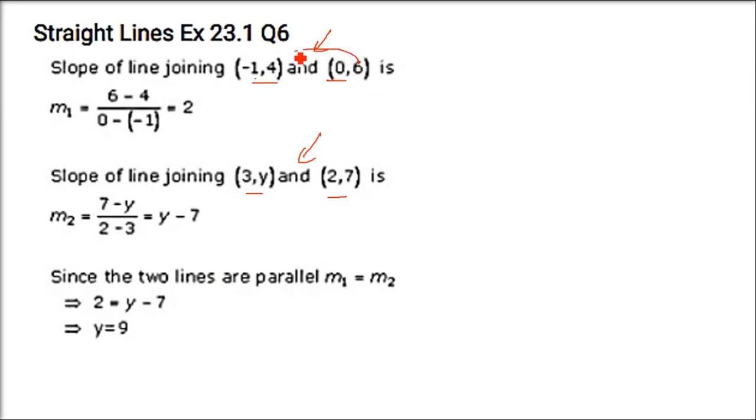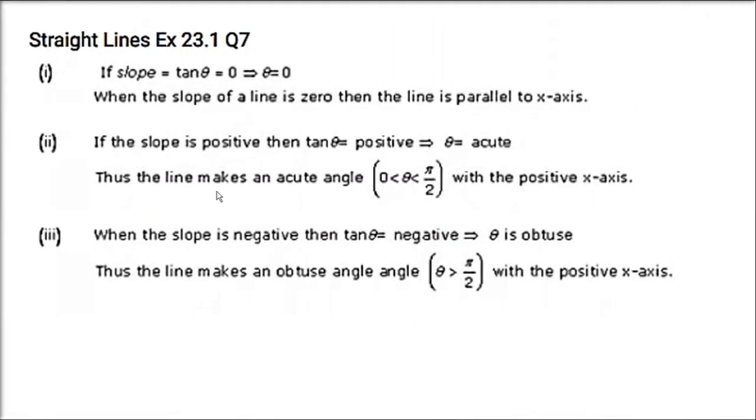So 6 minus 4 by 0 minus of minus 1, that is 2 by 1, so 2 is the slope of the first line. 7 minus y by 2 minus 3 is the slope of the second line. That is 7 minus y by minus 1. You can just change it because the minus is in the denominator, and write it as y minus 7. Now m1 equals m2, so you equate them. 2 equals y minus 7, so y you are going to get as 9.